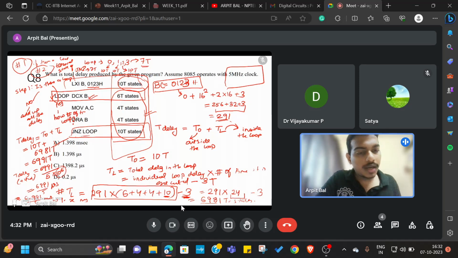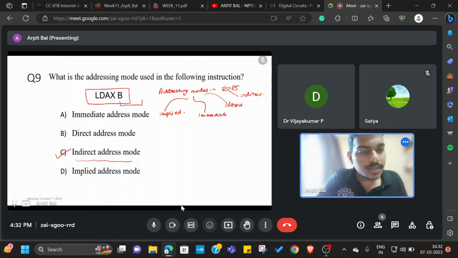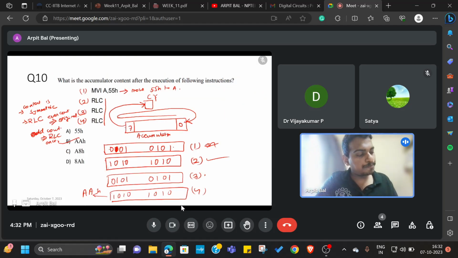From T states we can convert to microseconds or other time units using the information that it is a 5 megahertz clock. So 6991 by 5 megahertz will give you the total time taken as 1.398 milliseconds. Next question was related to the addressing mode. So LDAX B is an indirect addressing mode.